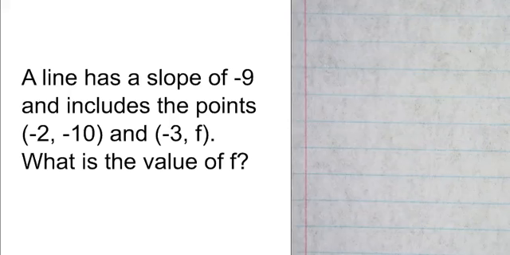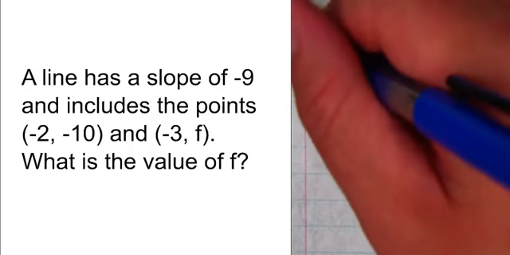In this problem, we're given the slope and we're asked to find a missing coordinate using that slope and coordinates that we already have. We can do this by using the slope formula. And here's what we're going to do. We're going to start by writing out our two coordinates.